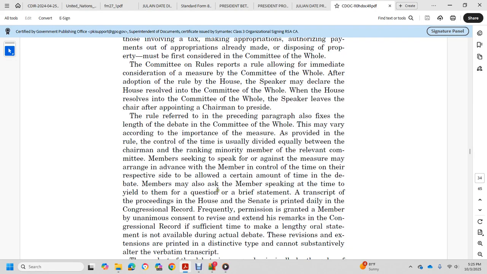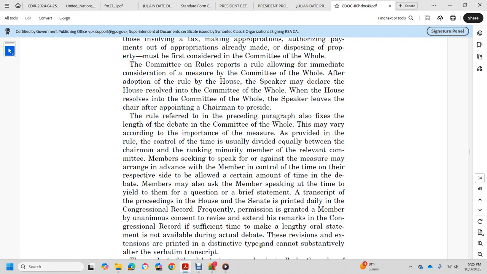In debate, members may also yield time to other members, with questions or brief statements. The transcript of the proceedings of the House is printed daily in the Congressional Record. Members are frequently granted permission by unanimous consent to revise and extend their remarks in the Congressional Record, since sufficient time to make a lengthy oral statement is not available during an actual debate.